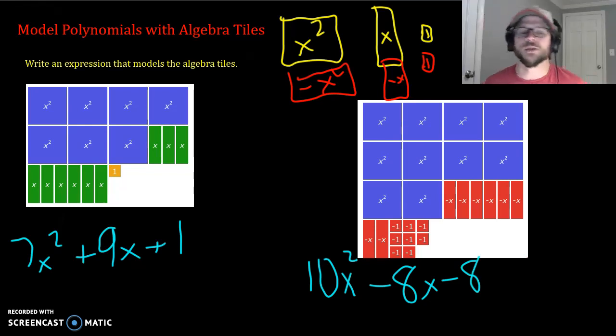So be sure to pay attention to the negatives that are being put in front or behind. And then just the number goes exactly with the term. All you have to do is count and put it together into a single expression.